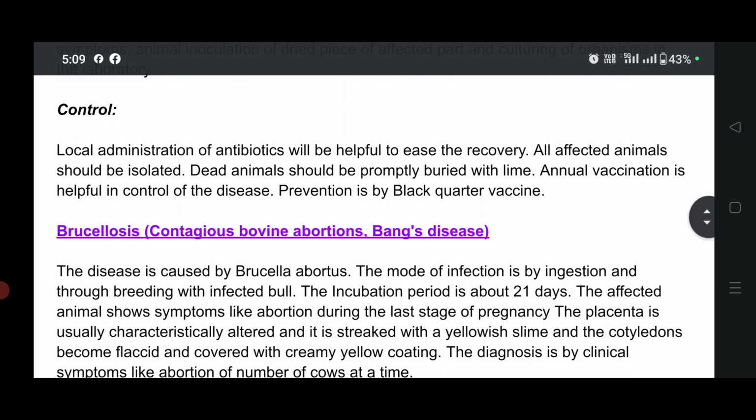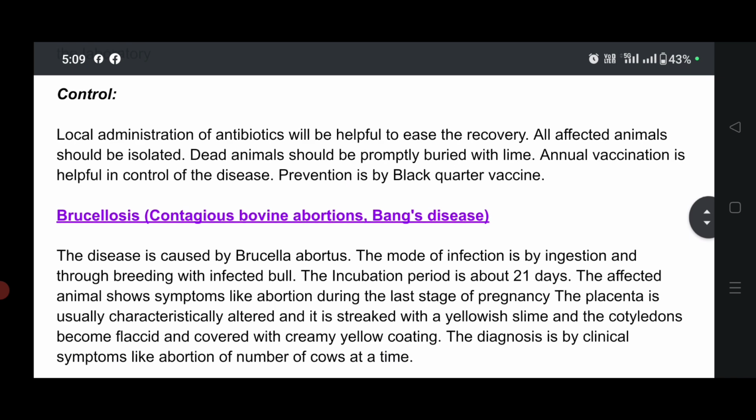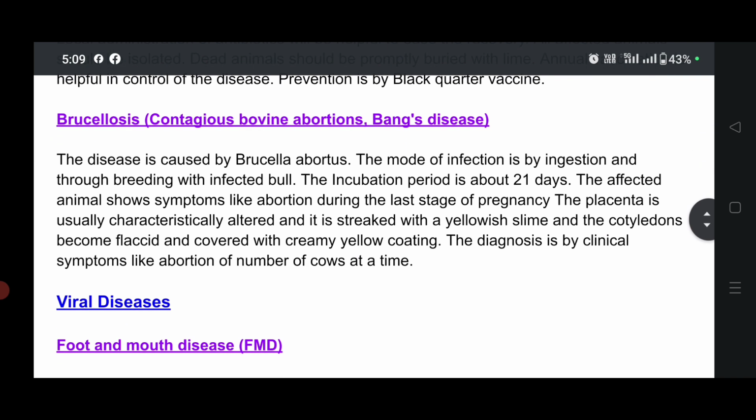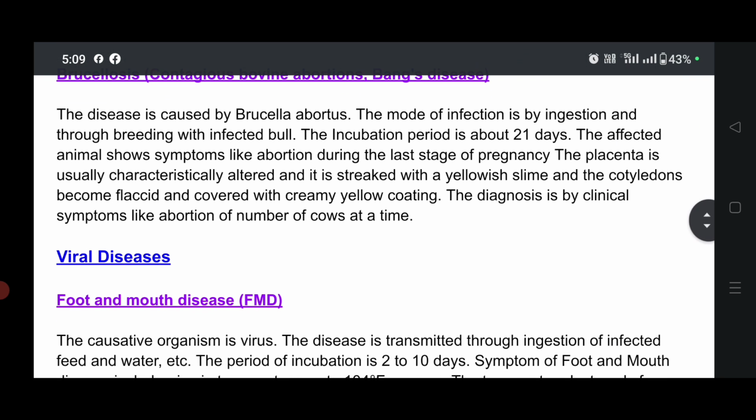The placenta is usually characteristically altered and it is streaked with a yellowish slime, and the cotyledons become flaccid and covered with a creamy yellow coating. The diagnosis is by clinical symptoms like abortion of a number of cows at a time.